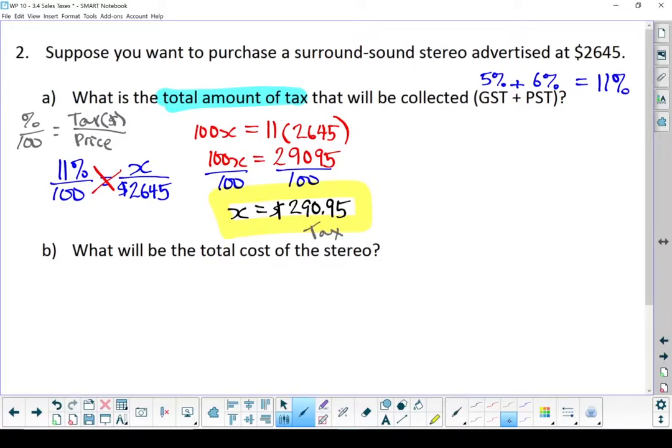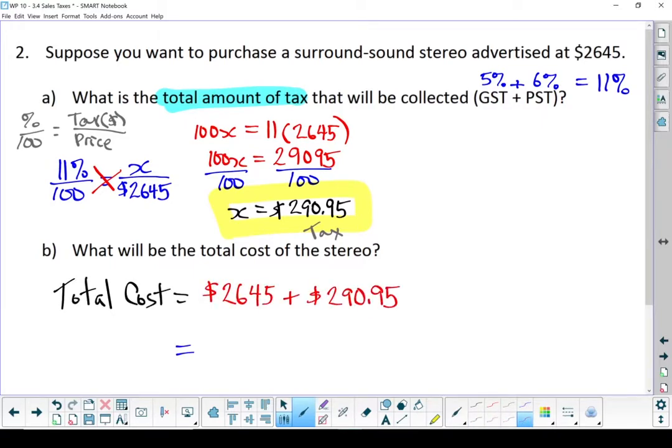Last step, what's the total cost of the stereo? That's our purchase price plus our tax. Total cost of the stereo after tax, $2,935.95. There's my answer.